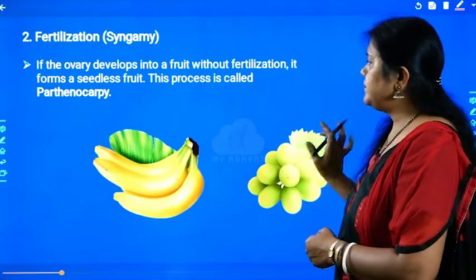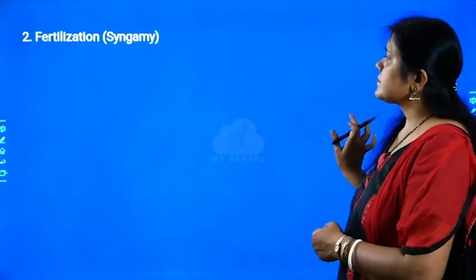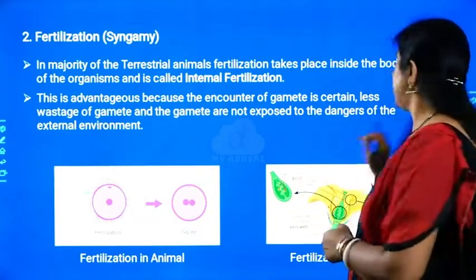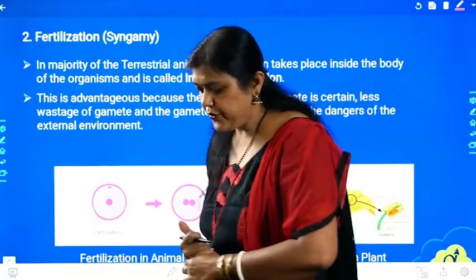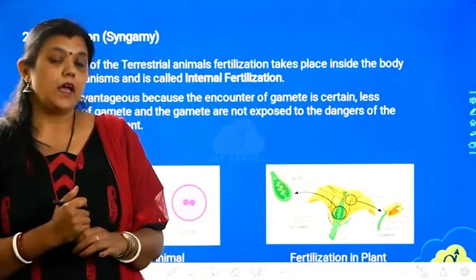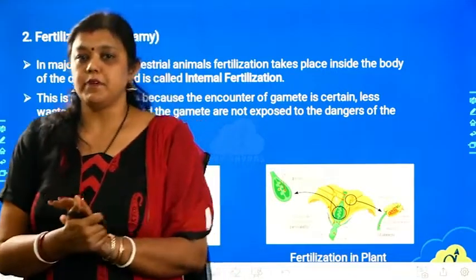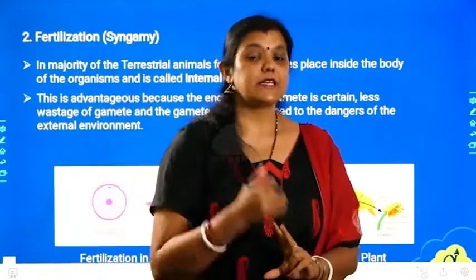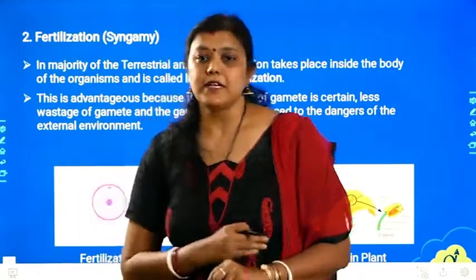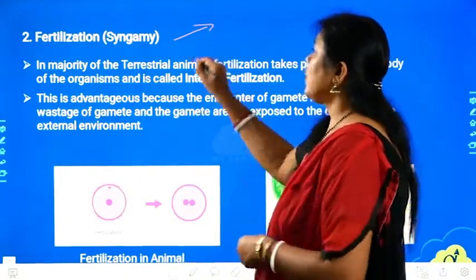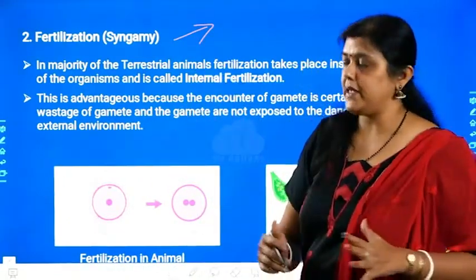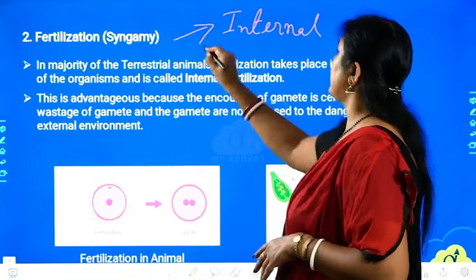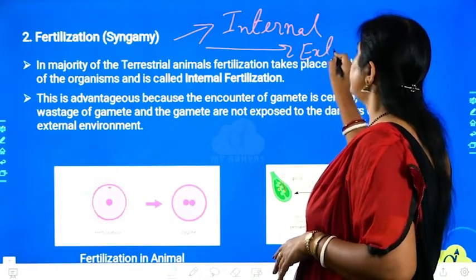Let us go to the next one. Now, how many types of fertilization are possible? As I told you, fertilization is a fusion of a male and a female gamete. Now, by which methods can this fertilization take place? There are two ways of fertilization. One method is called internal fertilization. The other method is called external fertilization. So, depending on where exactly the fertilization is taking place, we can divide it into internal fertilization and external fertilization.